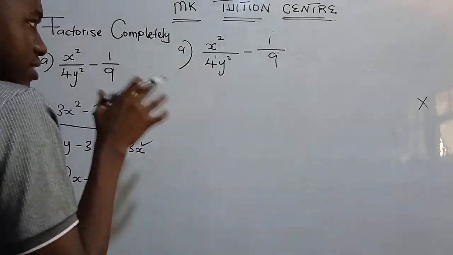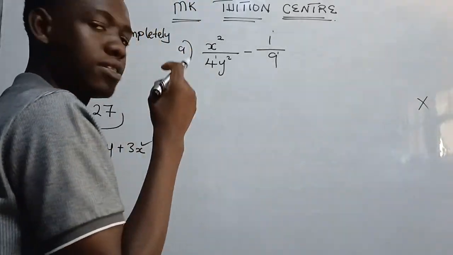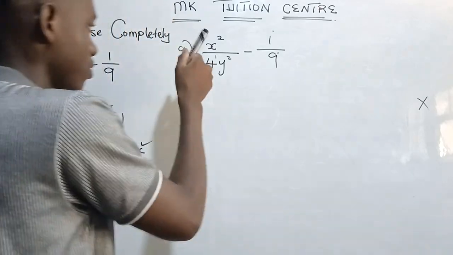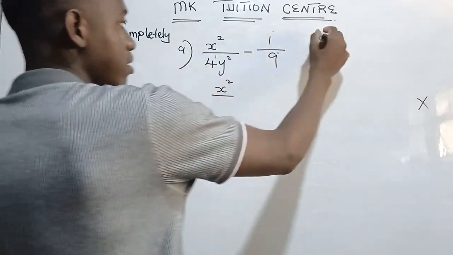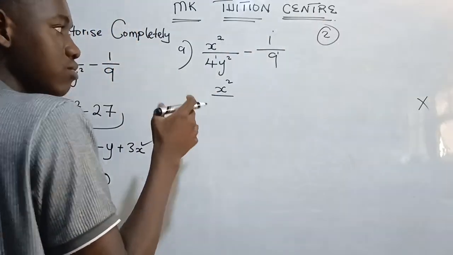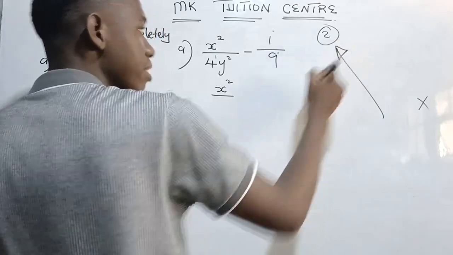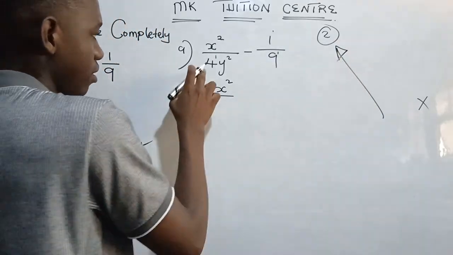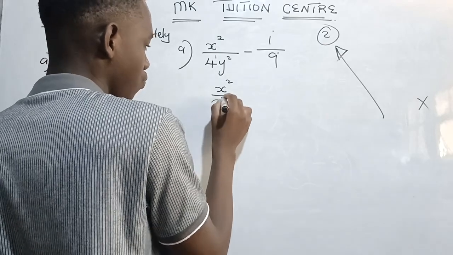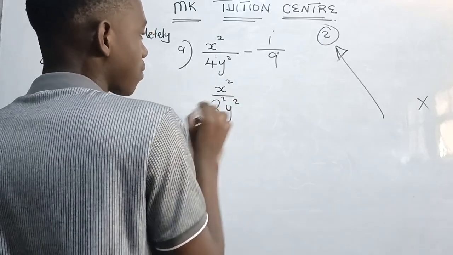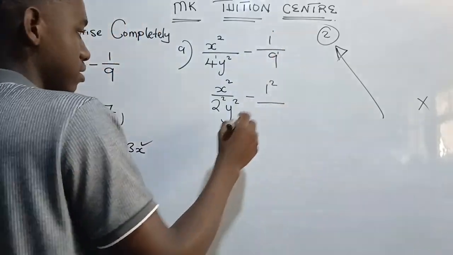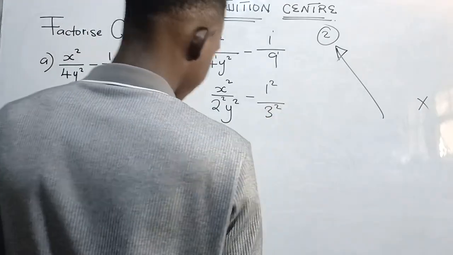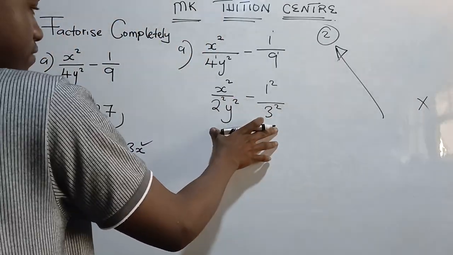So it means this is trying to take us to the difference of two squares. So we can have x squared on top. Now you can tell that the highest power is 2, so we are planning to take everything to the power of 2. So this 4 can be 2 squared, y squared, minus that one can be 1 squared, and this can be 3 squared.